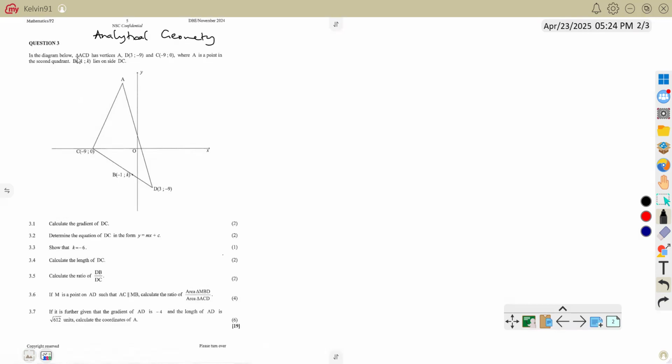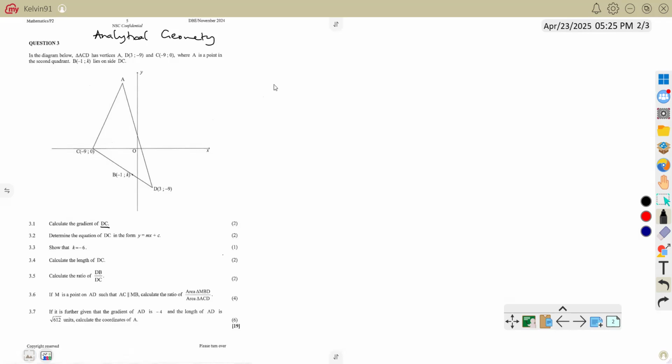In the diagram below, triangle ACD has vertices A, D, and C, where A is a point in the second quadrant. Then you are told that the point B (-1; K) is lying on DC. Then the first part is saying: calculate the gradient of DC. You are required to calculate the gradient of DC.